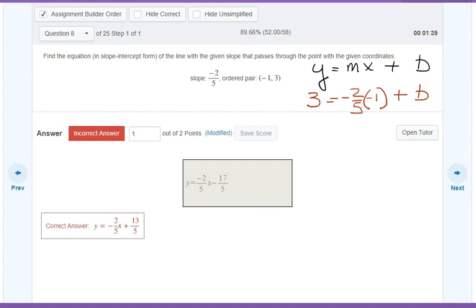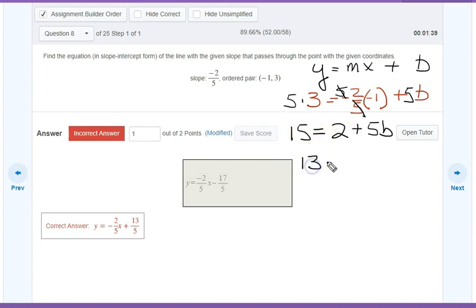We're going to use that technique of getting rid of fractions. We have 3 terms. I'm going to multiply each term by 5, because here the 5's will cancel out. You have to multiply the b by 5. So this now becomes 15. Now the 5's have canceled out. I have negative 2 times negative 1 is going to be a positive 2 plus 5b. Transpose my 2 to the other side or subtract 2.